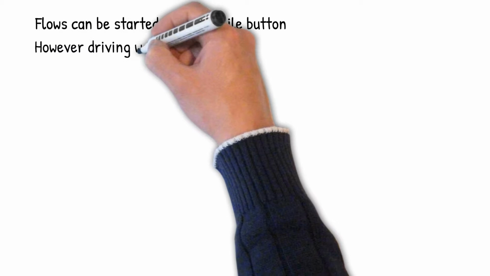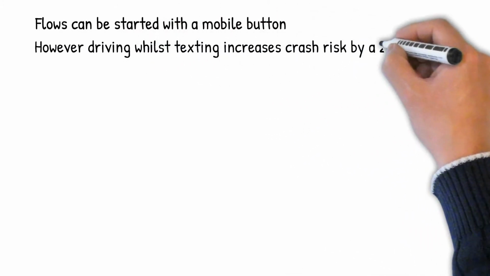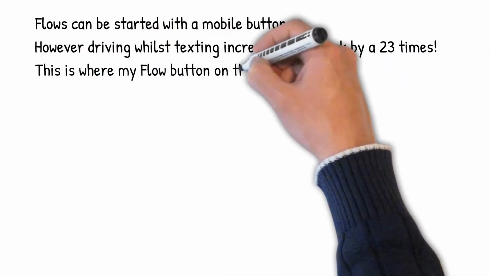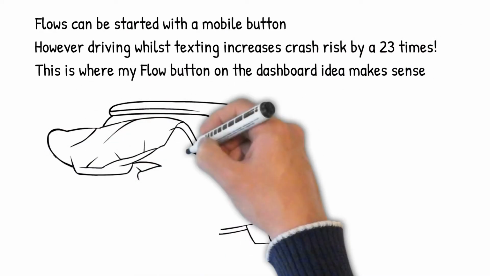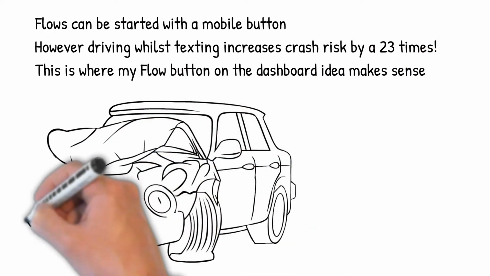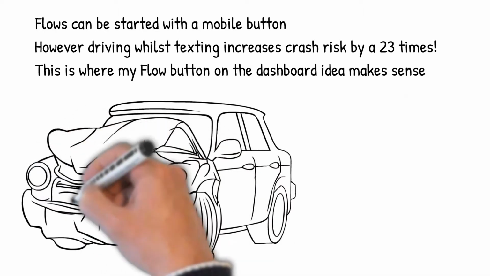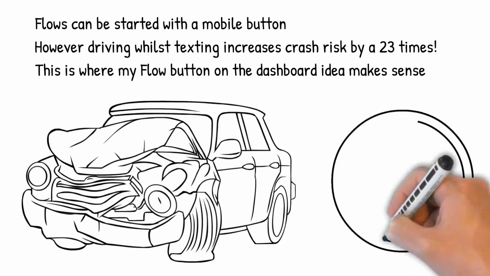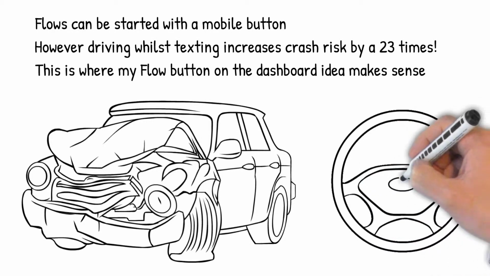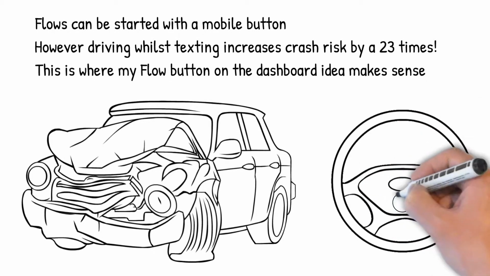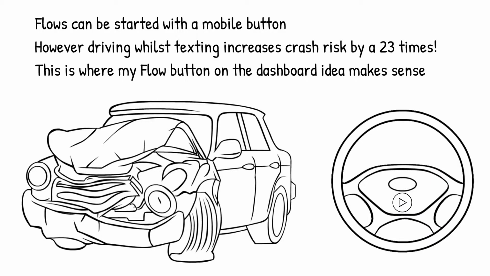See, flows can be started with mobile buttons, but if you're driving, for example, opening that mobile increases your crash risk. And this is where my flow button on the dashboard idea makes sense. I'm going to create a flow which tells people where my location is and my estimated time of arrival, and kicking this off from a flow button means I'm not getting distracted by my mobile device.